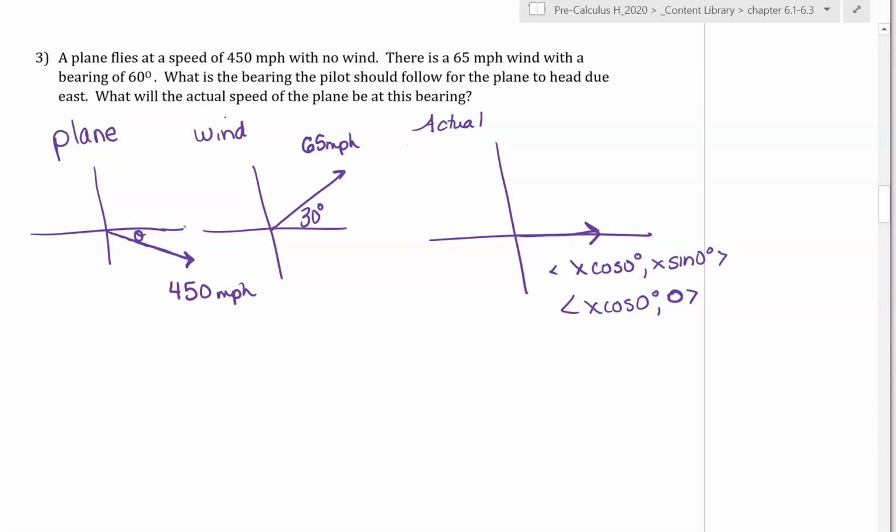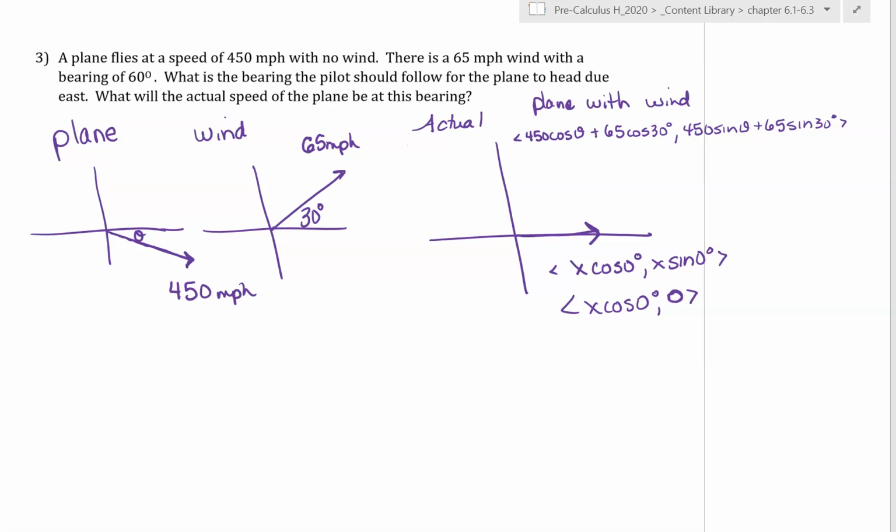Okay, so go ahead and write in component form the velocity vector, plane with wind. We need the horizontal and vertical components. Go ahead and pause the video and give it a try. We're combining the velocities here. We added the plane with the wind, the x's with the x's, the y's with the y's.